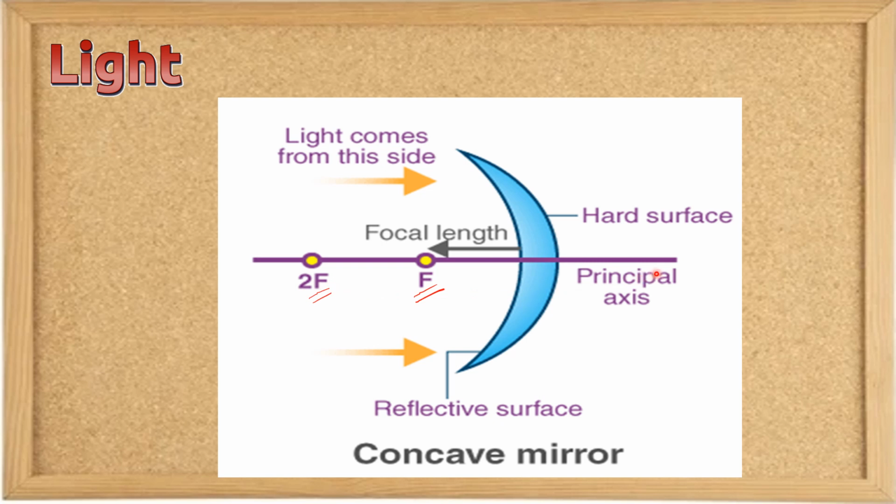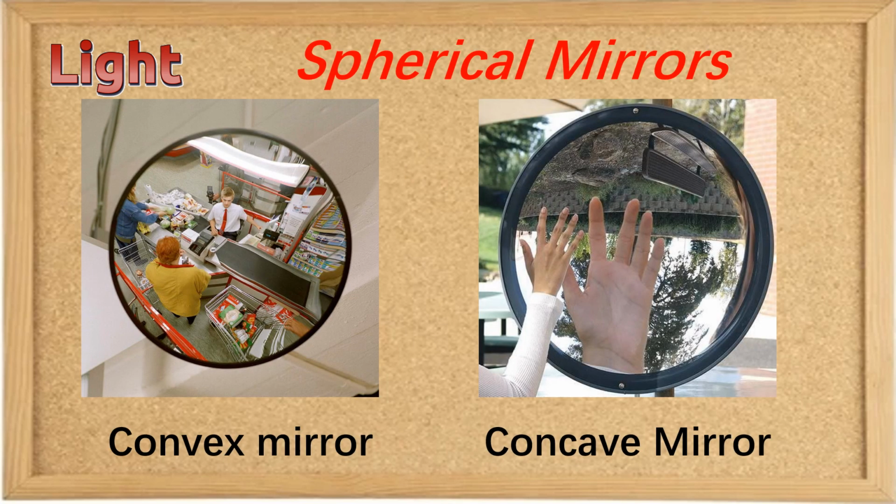Also, we identified your principal axis. This is the line that divides your concave mirror. Also, your concave mirror has two sides. So you have here your reflective surface or your shiny side, as well as your hard surface. So let's continue with our lesson.